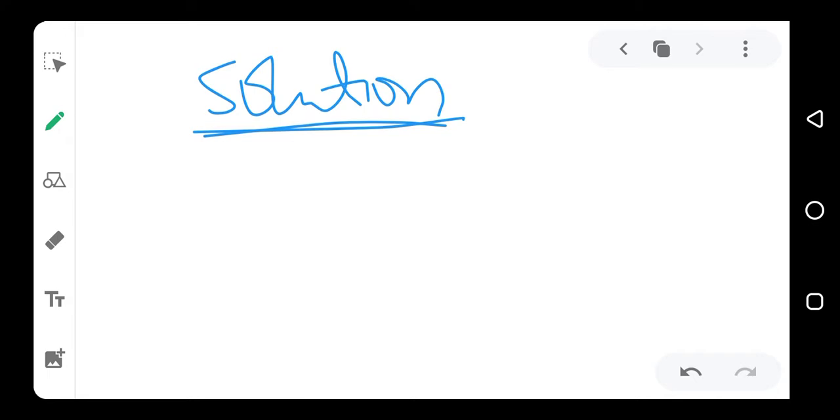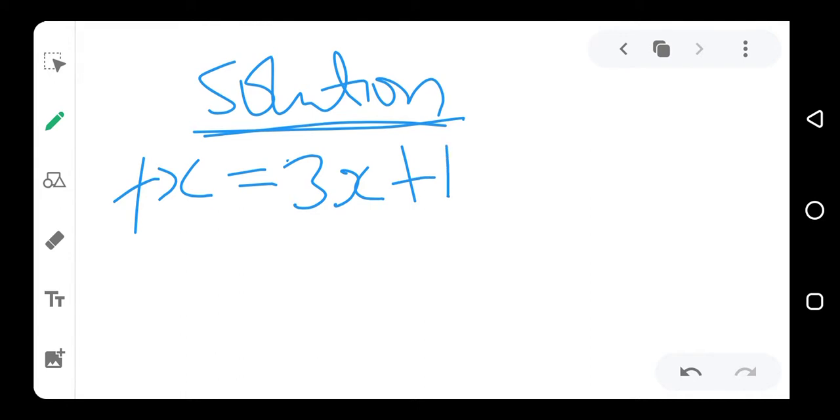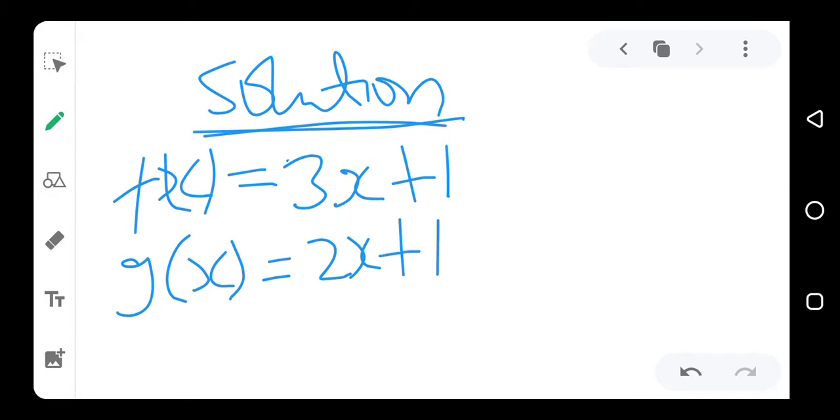Now solution. We write down our functions again. f of x is equal to 3x plus 1, g of x is equal to 2x minus 1, and h of x is equal to x.